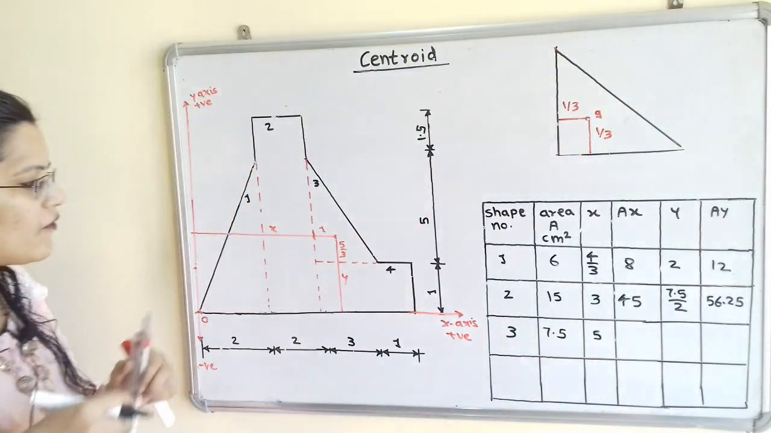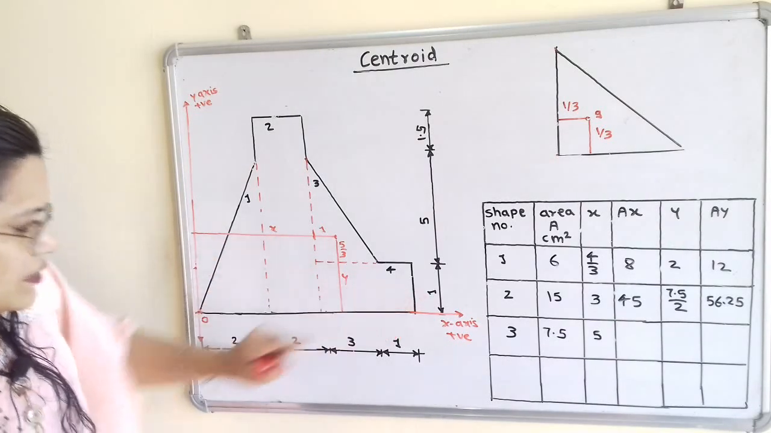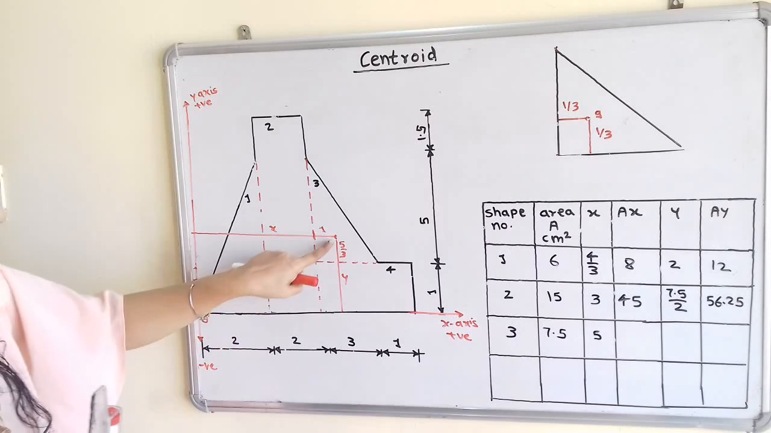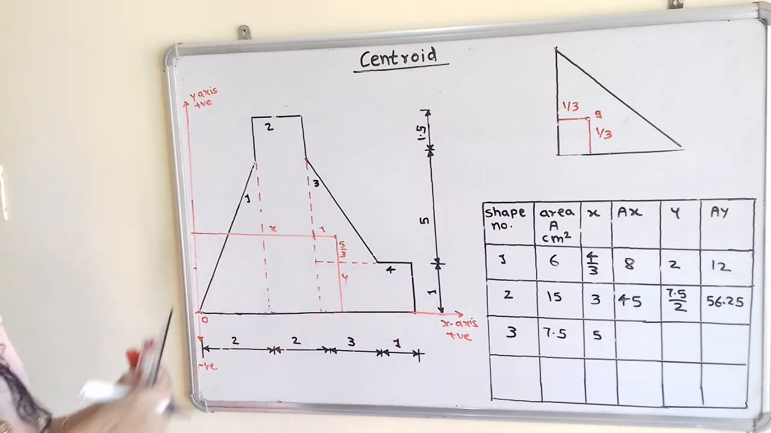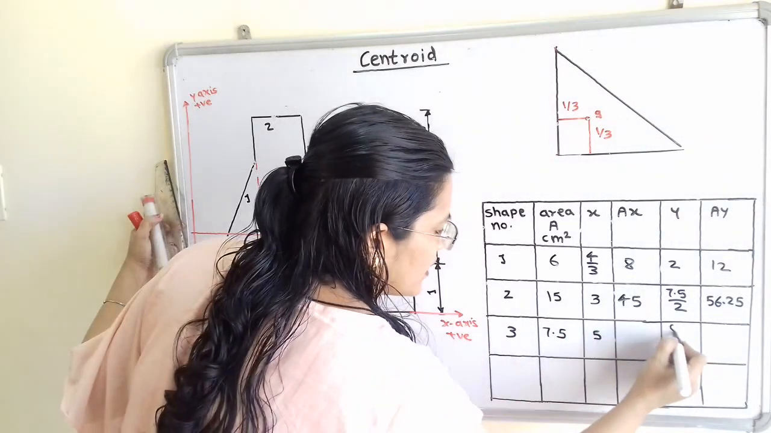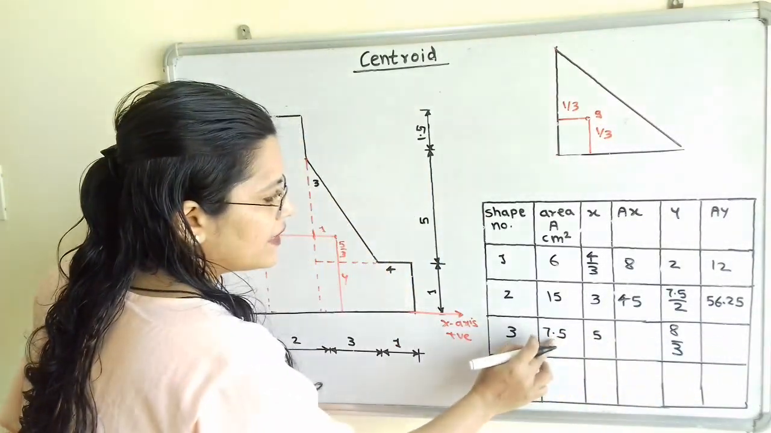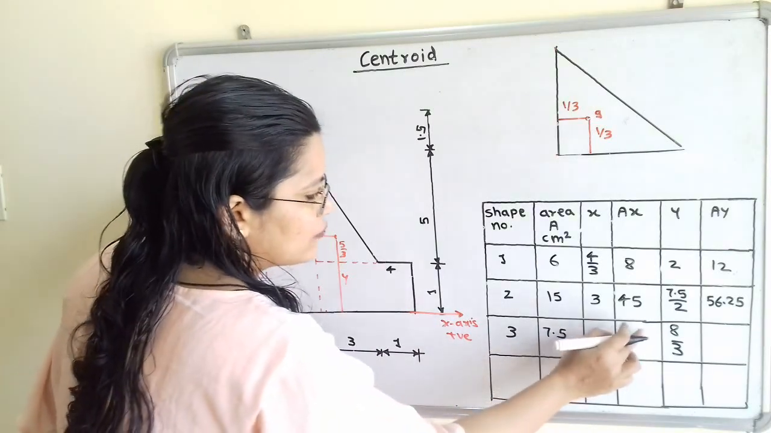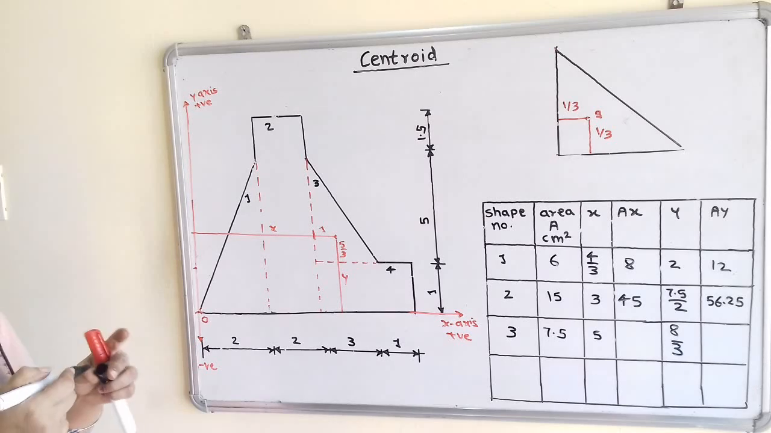And then value of y, 5 by 3 plus 1. So we have to take here calculation, that is 5 plus 3, 8 by 3. So in simplified form we will write here 8 by 3. Then we will multiply this with this area and we can calculate ax and ay. Now we will move to the next shape number 4.